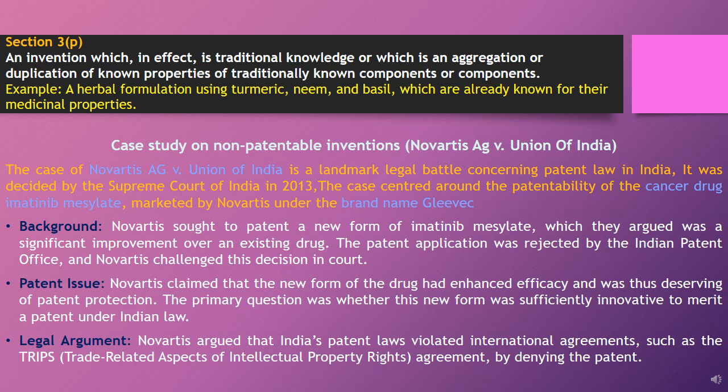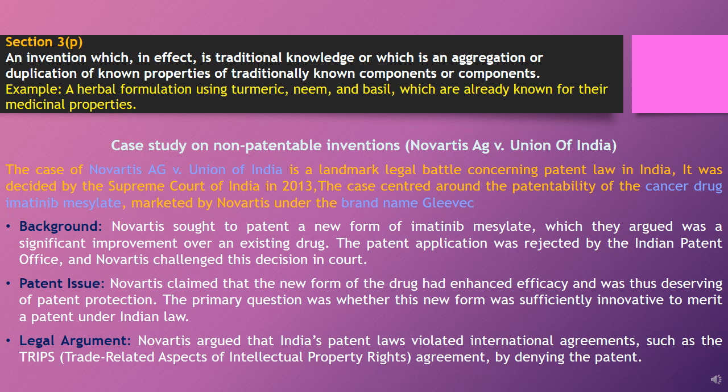The case was about whether Novartis could get a patent in India for a cancer drug called imatinib mesilate, which they sell under the brand name Glivec, and the ruling had significant implications for patent laws and access to affordable medicines in India. What happened in this case?